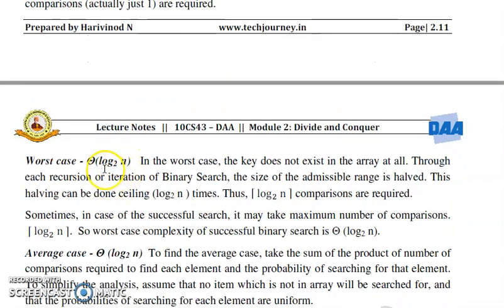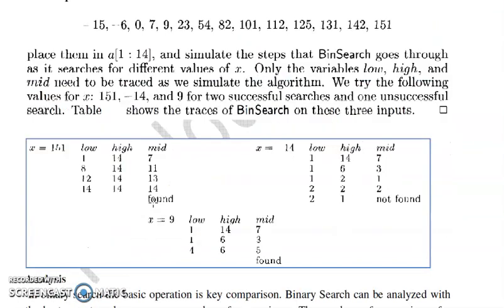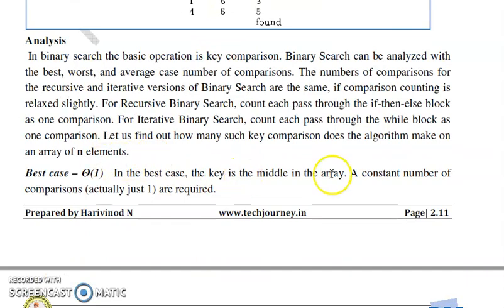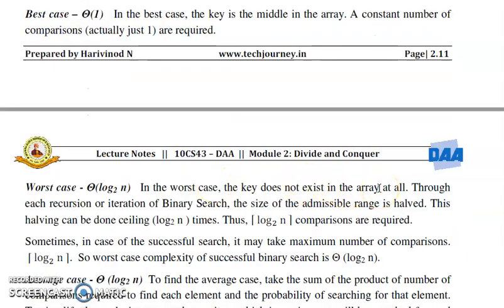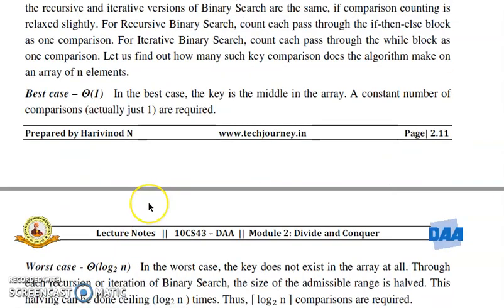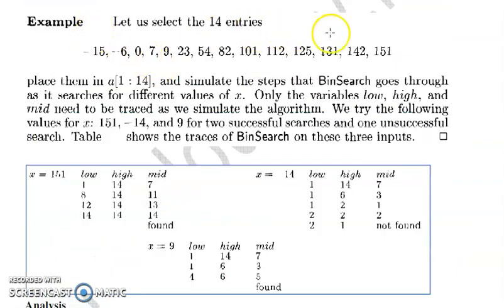Next, the worst case of this algorithm is log to the base 2 n. The worst case of this algorithm is if the key element is not present in the list itself. When the key element is not present in the list itself, we will get the worst case of this algorithm. So if the key element is not present, definitely it is the worst case. As you can see here, it is theta of log to the base 2 n. So it is not n, it is log to the base 2 n, because if n elements are there in the list, the worst case becomes log to the base 2 n.